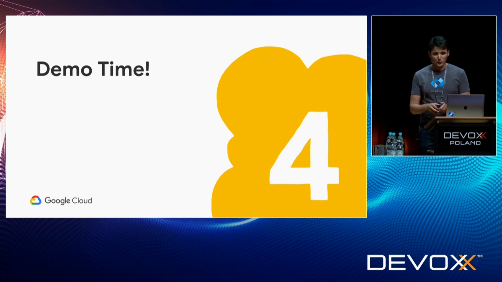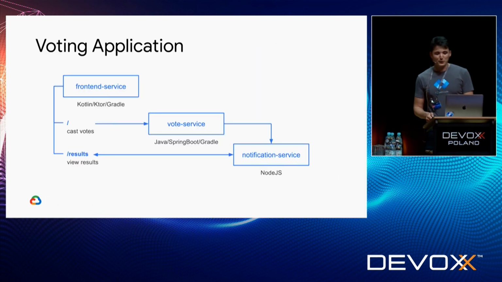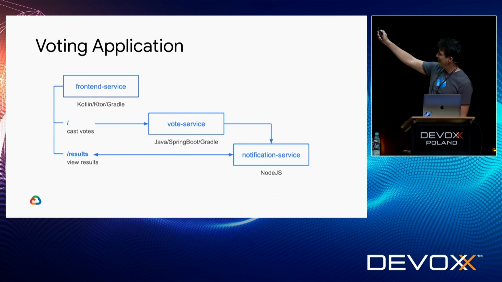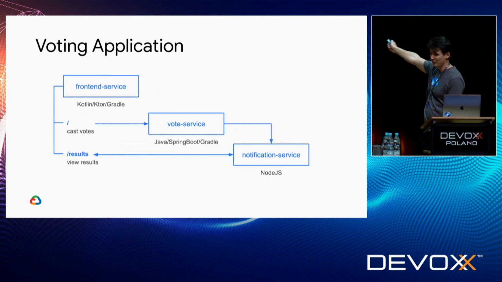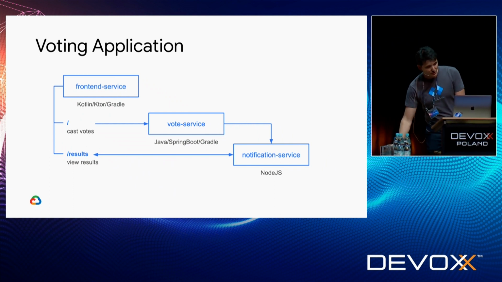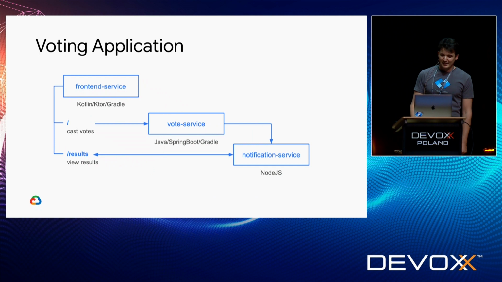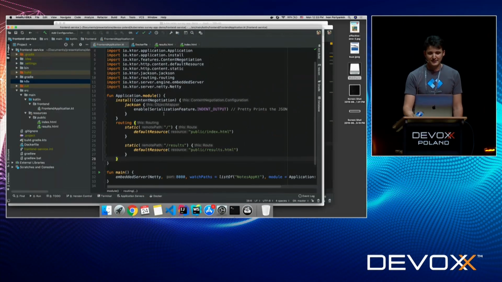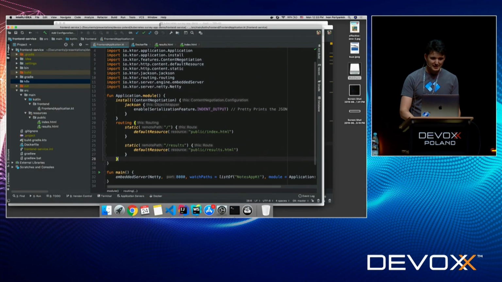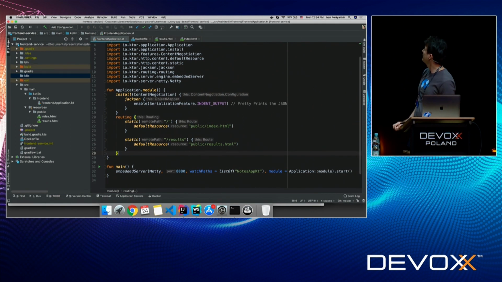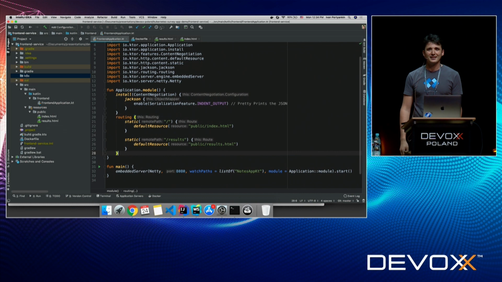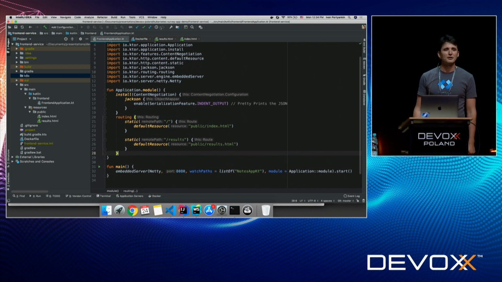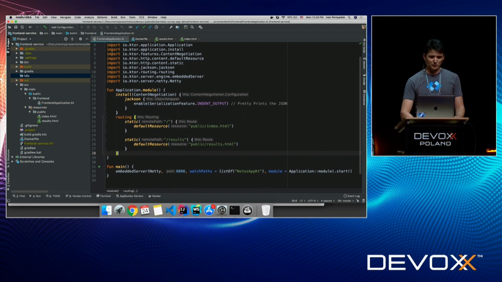And before we go, this is again the picture. There's a front-end service in Kotlin, a vault service in Java and Spring Boot, and a notification service in Node.js. So, let's start. Let me know if it's too small. How does it look? Can you see? Bigger? Okay.